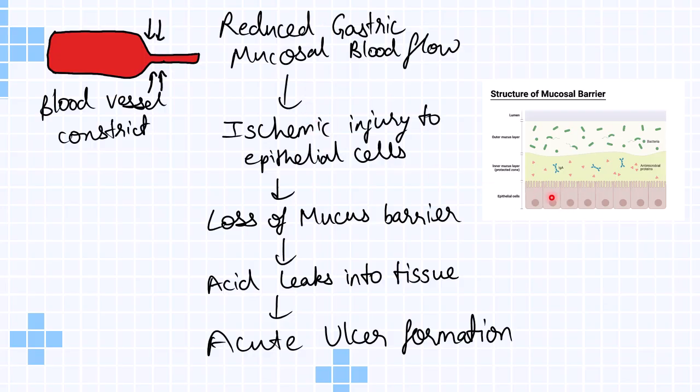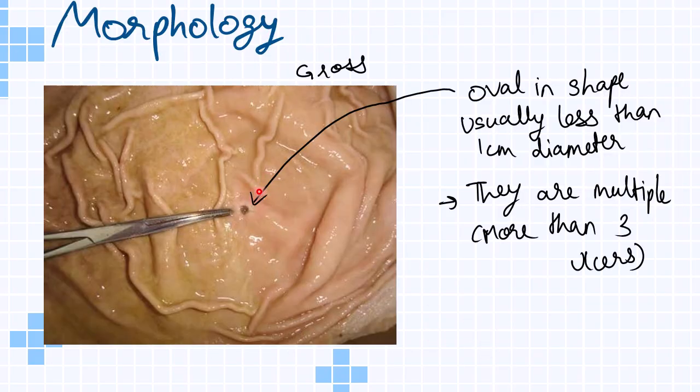These are the epithelial cells. When these cells are damaged, the protective mucous barrier begins to break down. Once the barrier is lost, acid can diffuse back into the tissues. This acid mediated injury rapidly damages the mucosa and leads to acute ulcer formation. Grossly, acute ulcers are usually oval in shape and are generally less than 1 centimeter in diameter. They are often multiple, with several ulcers occurring simultaneously. Because they are shallow lesions, they usually involve only the mucosa and superficial layers.